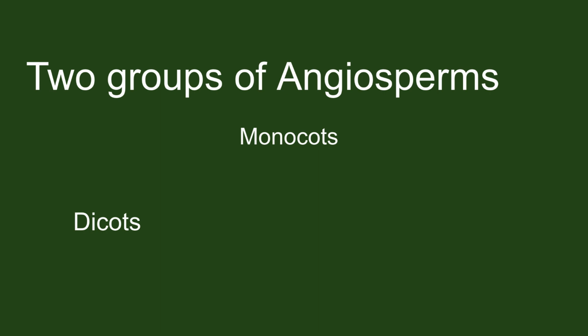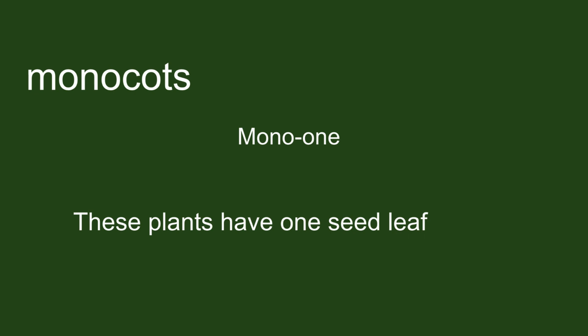There are also two groups of angiosperms. They are called monocots and dicots. The full name is monocotyledons, for those of you that want to know, and dicotyledons, but we just call them monocots and dicots. And it has to do with what's called the seed leaf. Mono means one. So if you've ever been to Disney, they have the monorail. It's got one rail. These plants, when they first sprout, will have one seed leaf.